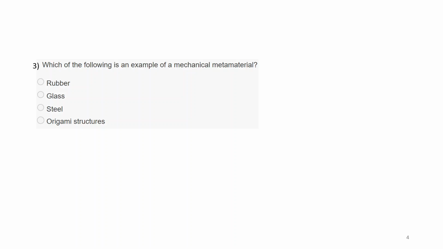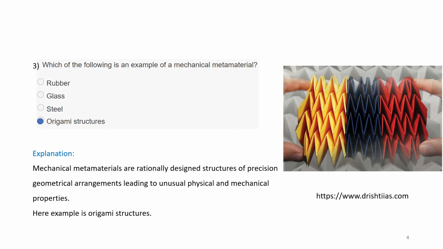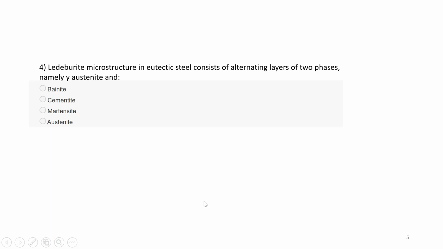Next is, which of the following examples is a mechanical metamaterial? This one will be origami type of structure, which are some 3D structures. Then you have ledeburite microstructure in eutectic steel, which consists of alternating layers of two phases, austenite and cementite. Ledeburite is similar to pearlite, where you have alternating layers of ferrite and cementite. So this is similar to that, the only difference will be austenite.